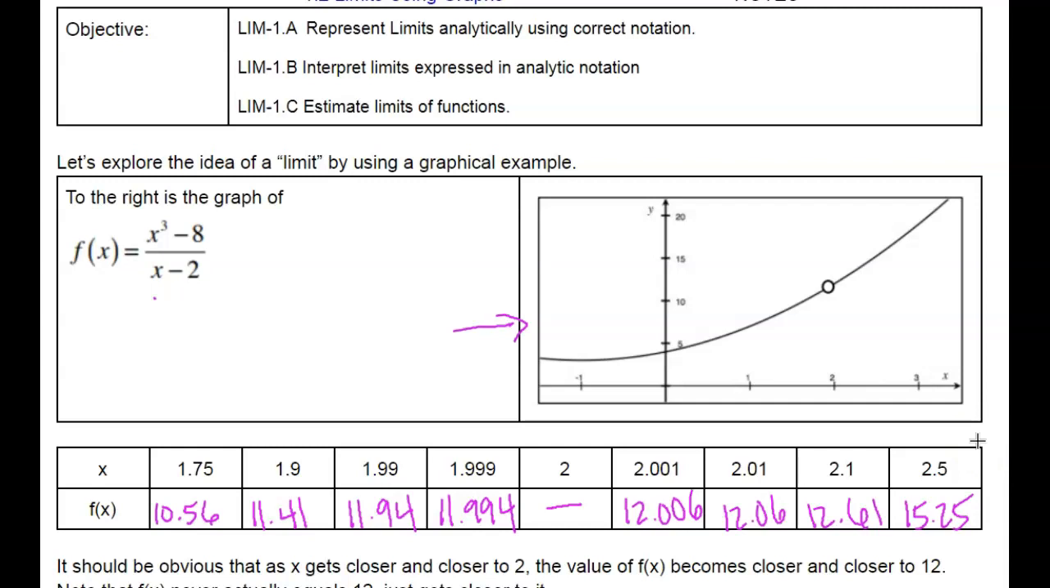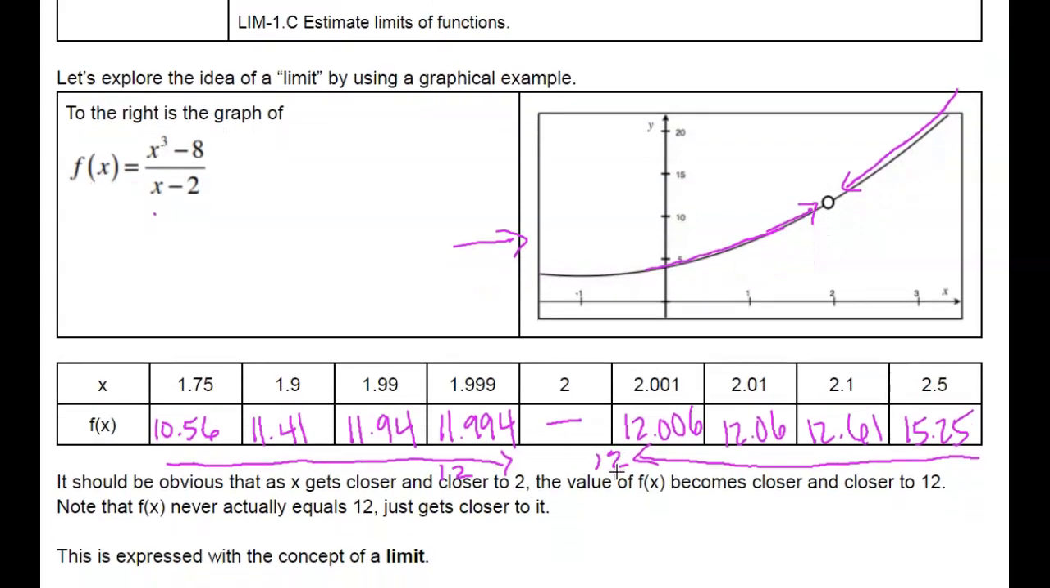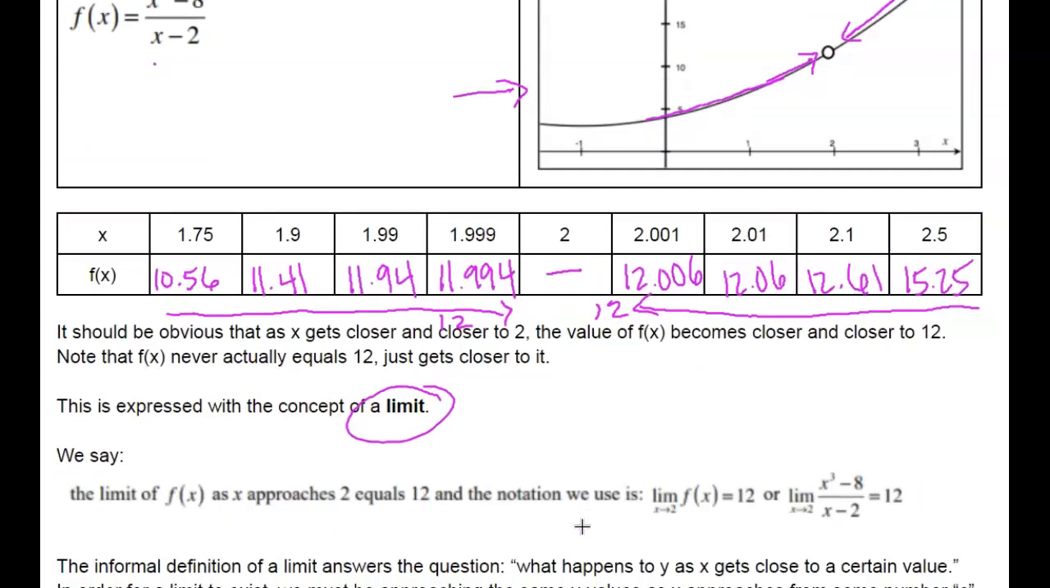As I get closer and closer, when x is less than 2 but heading towards 2, we're getting y values that are closer to 12. And then as I'm getting closer to x equals 2 from above, my y values are getting smaller and smaller, but they're also getting closer to 12. So we can't equal 12 exactly, but that is the idea of a limit, okay? So the limit of this function as x approaches 2 is 12. Think of it as a value that you are approaching.